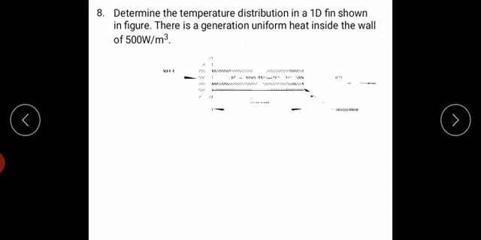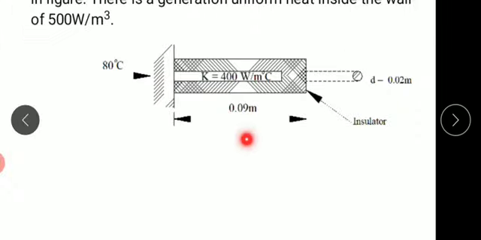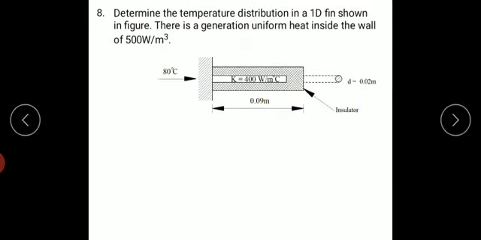It is the same type of heat generation problem, but here he is going to specify. We shall see the given question. Determine the temperature distribution in the 1D fin shown in the figure. There is uniform heat generated inside the wall of 500 watt per meter cube. The diagram is now clear: there is a wall here and a fin is attached to it.